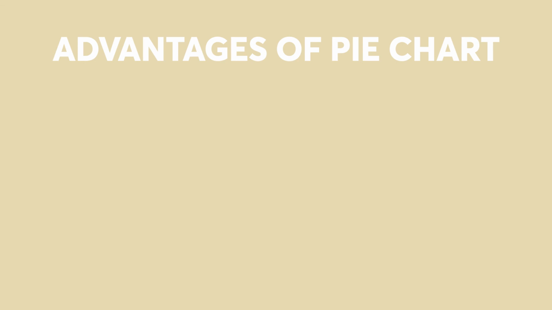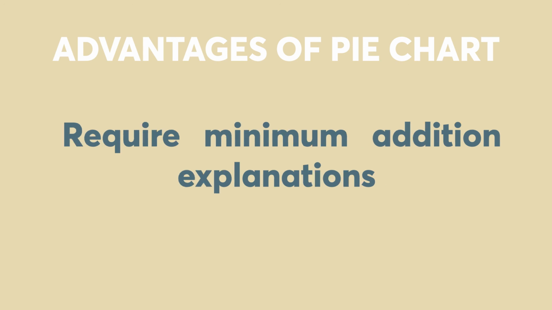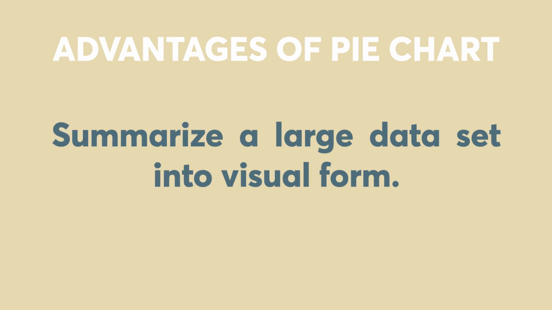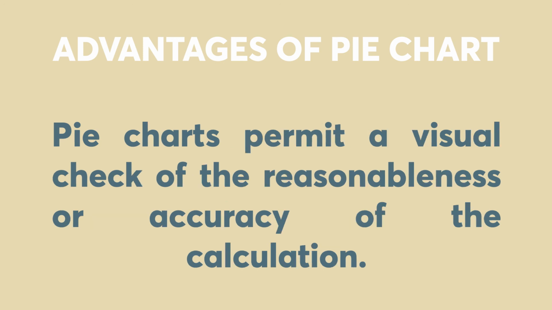Advantages of pie charts are: they display relative proportions of multiple classes of data, require minimum additional explanation, and summarize a large data set into visual form. Pie charts are easily understood due to their widespread use in business and media. Pie charts permit a visual check of the reasonableness or accuracy of the calculation.